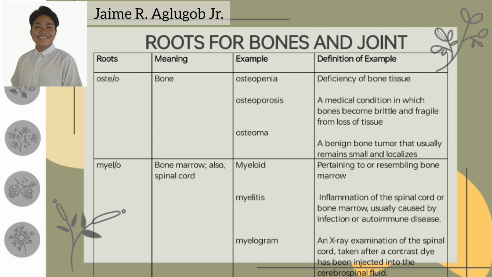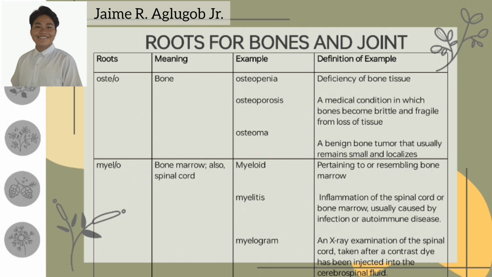Now, let's move on to another root or base word for joints and bones, which is miel or mielo, which means bone marrow or spinal cord. And here are some of the medical terminologies using the root or base word miel or mielo. Number one example is the myeloid cell.